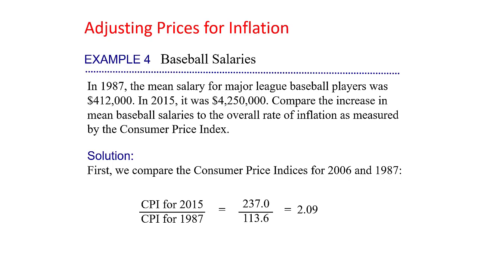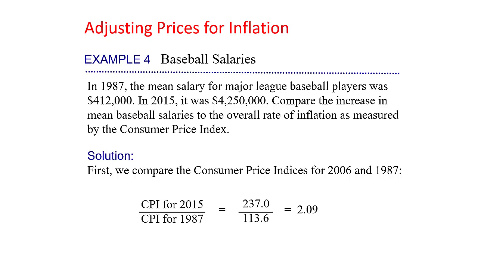So the first thing we do is we compare the consumer price indices for those 2 years, going from 1987 to 2015. This is a typo for 2006, should be 2015. We can see that it went from 237, right? It went from 113 up to 237. So if we do this ratio, we can see that things in 2015 are a little bit more than twice as expensive as they were in 1987.